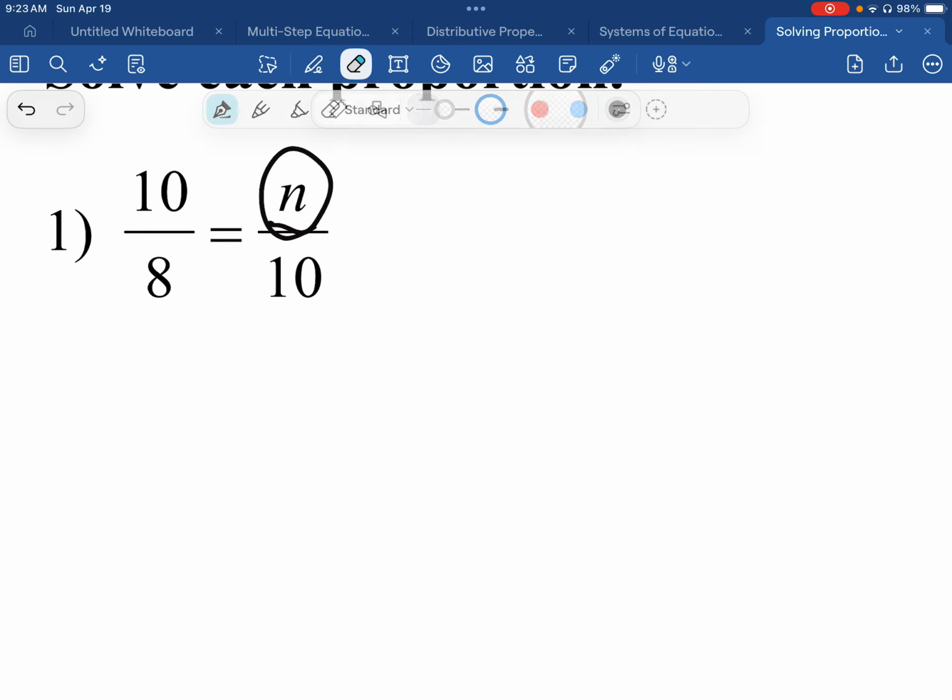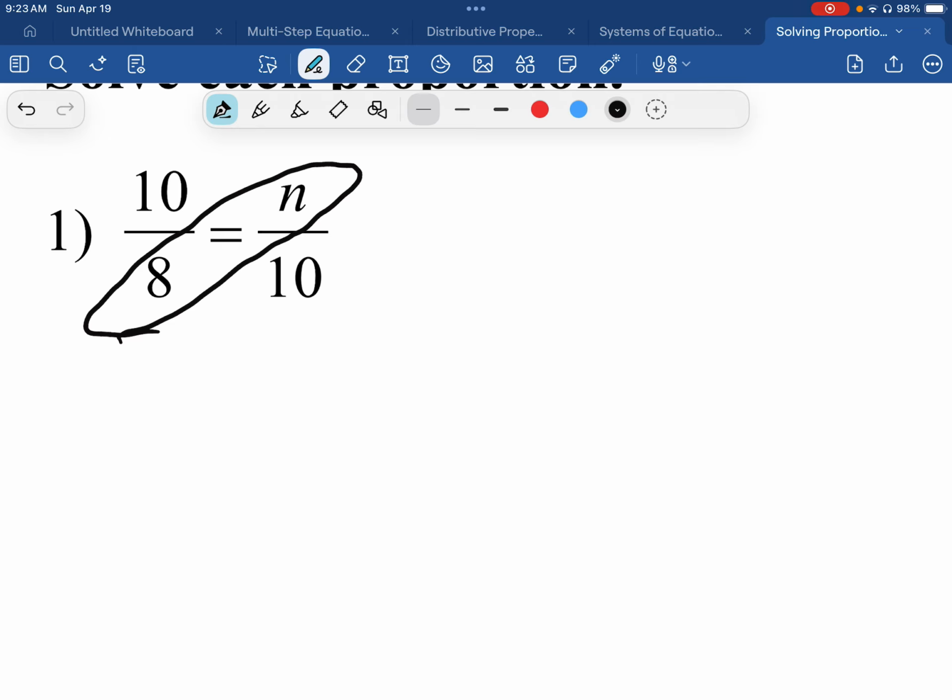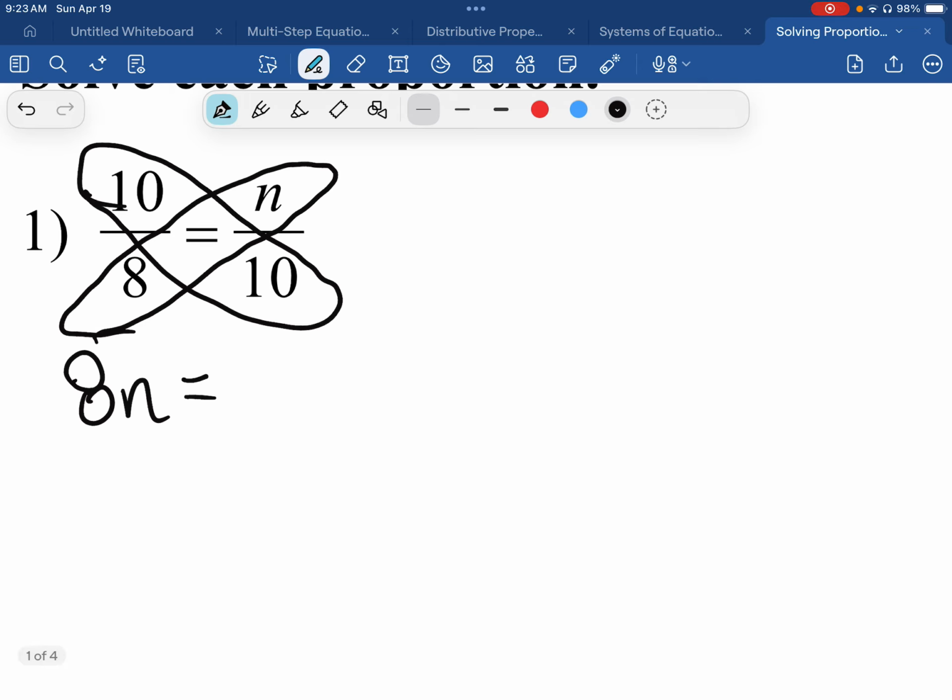There's a number of ways to approach these types of problems. The way I recommend, I call butterfly math, and essentially you take the opposite corners, in this case 8 and n, and you multiply them. So what is 8 times n? That would be 8n. Then you put your equal sign, and then you do the opposite corners. 10 times 10. What is 10 times 10? That is 100.